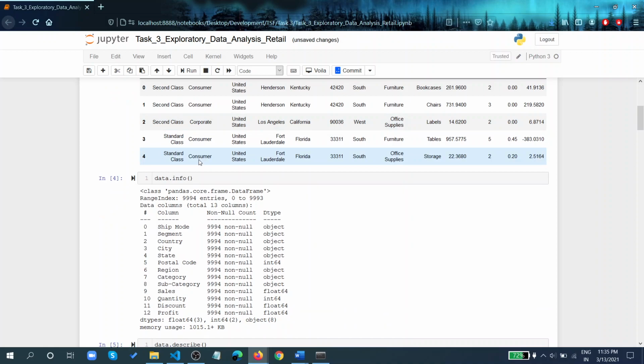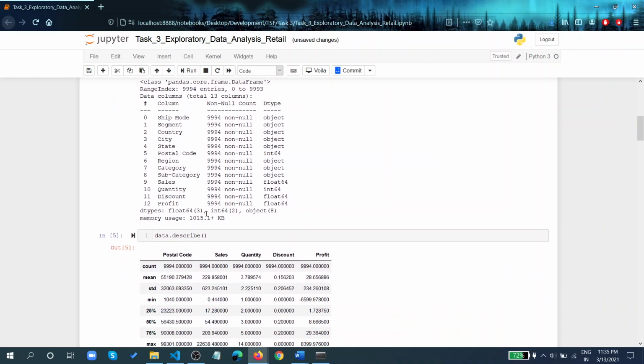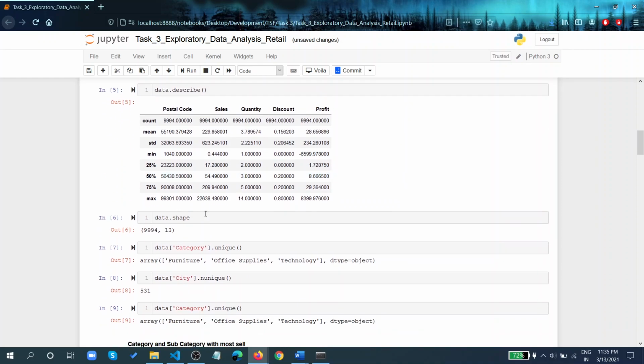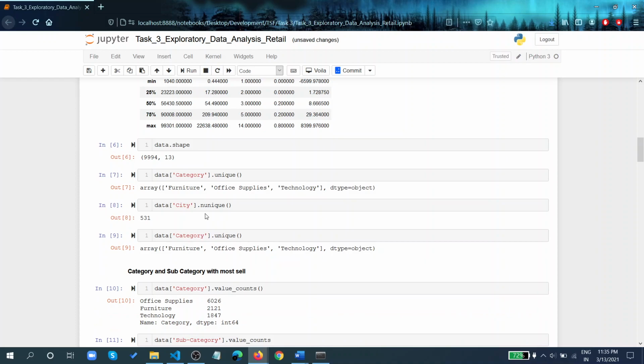Next, we are performing data.info that will provide us the insights of the columns, that is what the data type of that column is. And then we are performing data.describe that will give a brief description about the data. Then the shape of the data set. Then we are finding the unique values and the number of unique values, that is nunique means the number of unique values, in the city column. Then unique values in the category column.